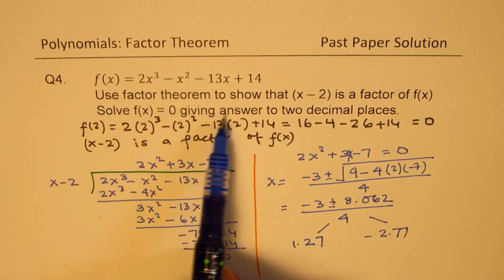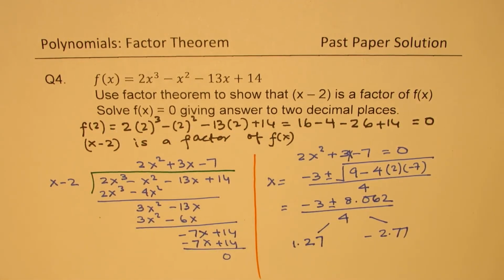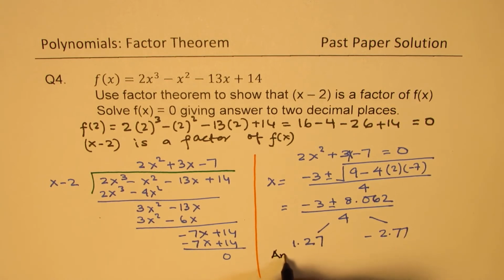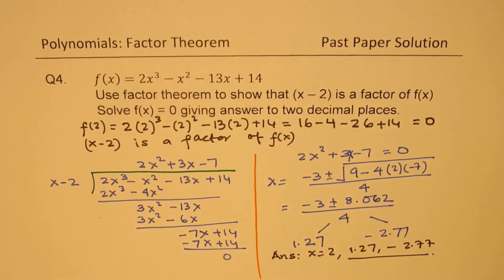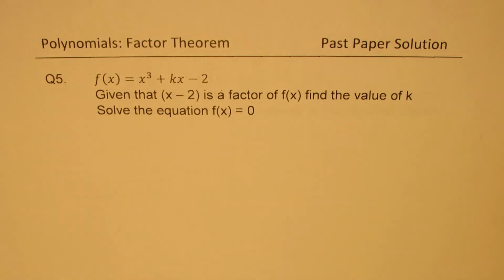So we need to solve this, giving answer to two decimal places. So our answer here is three answers for this cubic equation. One, of course, is x equals 2. The other values are 1.27 and minus 2.77. Is that clear, right? So that is how it should be solved. I'd like you to, either way, check the calculations, right? But I hope the method is clear.